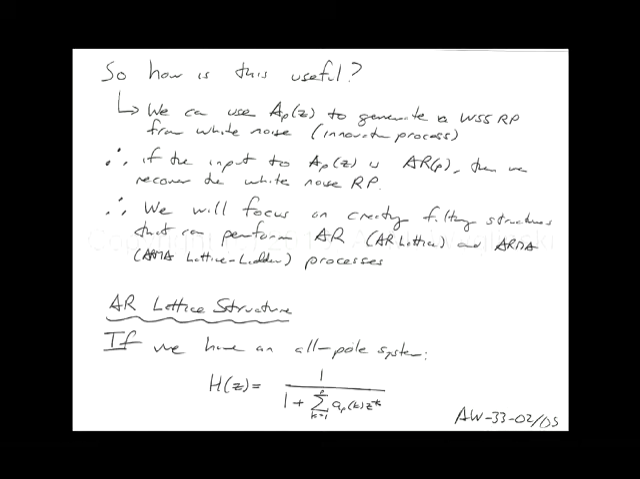So why is this useful? First of all, we can use this A_P(z) to create wide-sense stationary random processes from white noise. We call that the innovation process. Remember, we had the case where we had white noise; let's make a random process that has WSS characteristics using this filter. We call it the innovation filter. And if we feed a signal into the inverse of the innovation filter, it will produce white noise. That's what lectures 32 and 31 were all about.